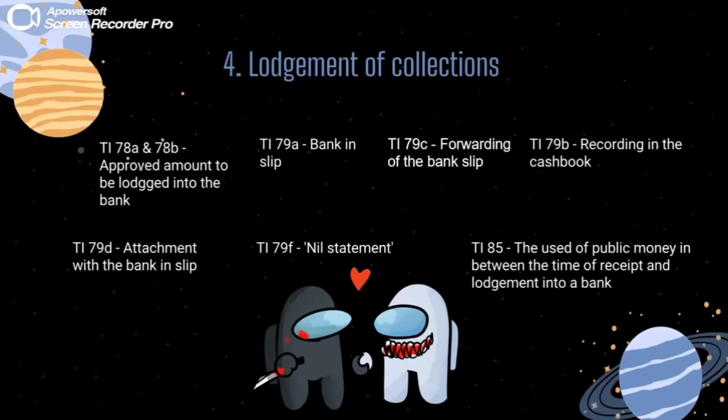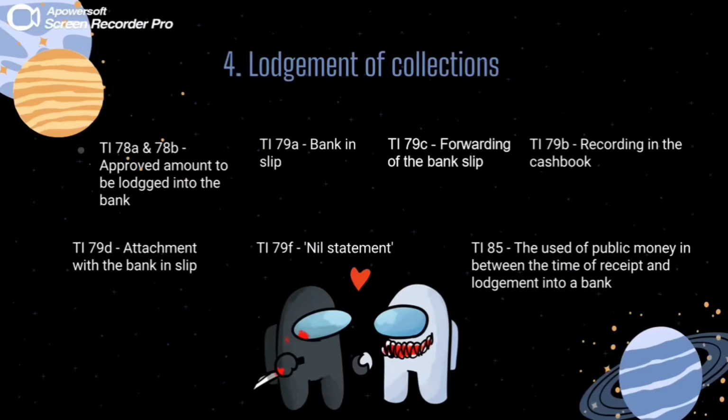And then for TI 78B, it is about any smaller amount collected that has met the last working day of the month, which must also be lodged into the bank. And then TI 79A is a bank-in slip that must be prepared when collections are lodged into the bank. And TI 79C is about forwarding of the bank slip to the appropriate treasury at the end of each month or shorter intervals as prescribed by the Accountant General.